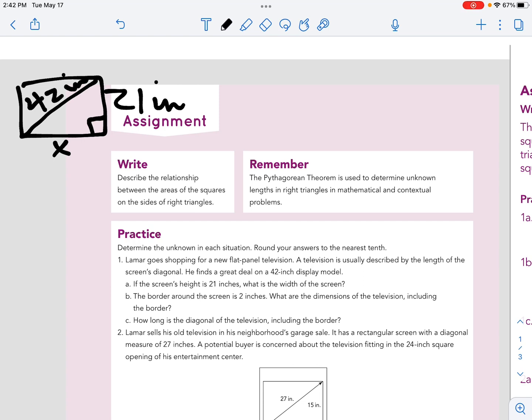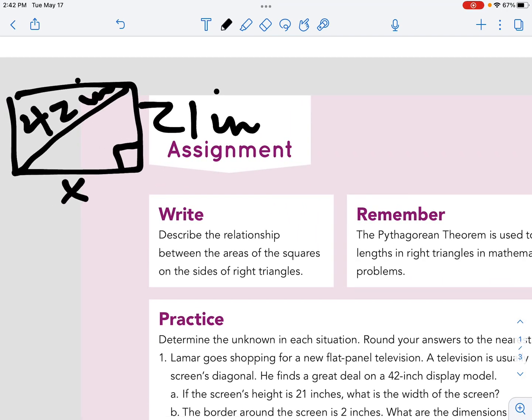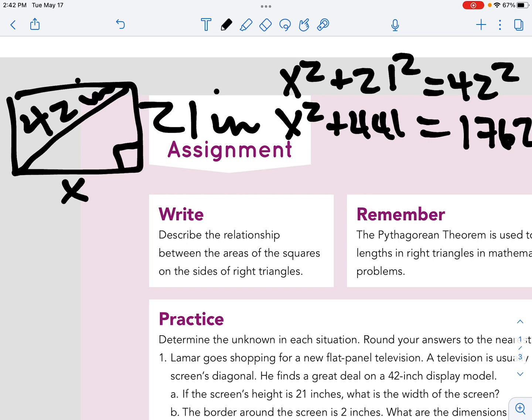Okay, so I just plug that into my Pythagorean theorem. 42 is my hypotenuse, so x squared plus 21 squared equals 42 squared. So then I take my handy dandy calculator and I square these. So I get x squared plus 441 equals 42 squared, which is 1764. I subtract my 441 from both sides.